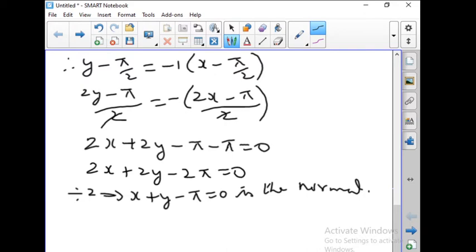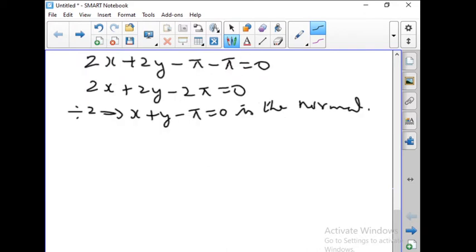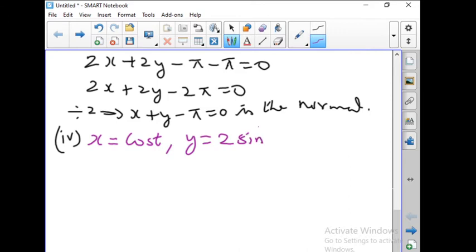Okay. So similarly, we have to do the fourth subdivision. So 1 and 2 you can do it for homework. Okay. So what is the fourth one? x is equal to cos t and y is equal to 2 sin square t, and t is equal to pi by 3. Okay, so first we have to find dy by dx.